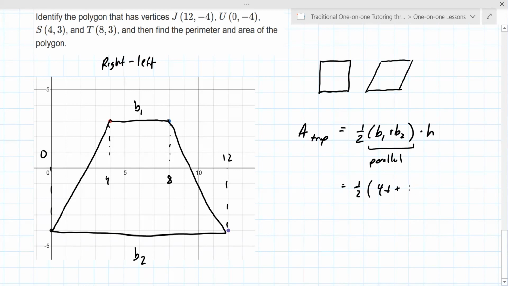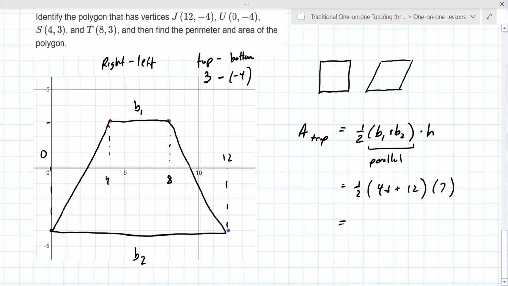Is that 12? Okay. And then the height, you can obviously count here. It's 3 up and 4 down, 7. Okay, so that's 7. You can also do top minus bottom. So let me show you. The top is at 3, minus negative 4. What does that become? That becomes 3 plus 4, which is 7.